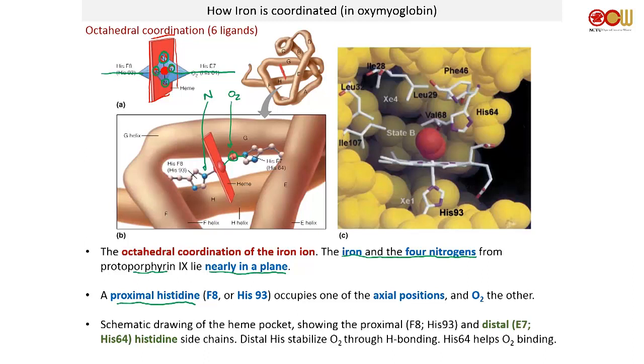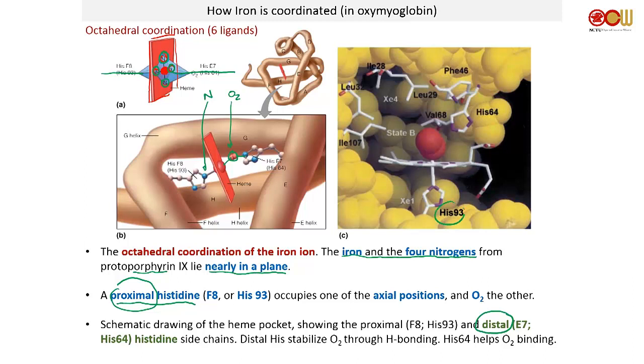Now, two things. The histidine that binds to the iron, we call that proximal histidine. And the other one, we call that distal histidine. We're going to be referring to these two names in today's discussion, so let's get that straight. So, proximal histidine is the one that is linked to iron from the bottom.